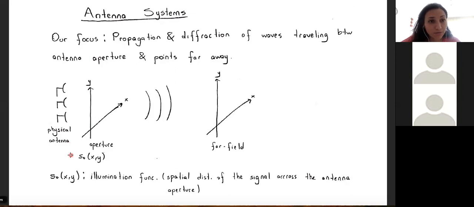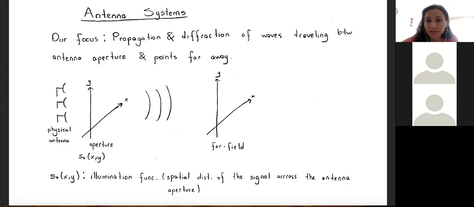And the wave field distribution in the aperture plane, we call that function S0(x,y). We're going to call this function the illumination function. The illumination function is basically the spatial distribution of the wave just across the physical antenna, or the antenna aperture. And we want to understand how S0(x,y) changes in the far field. So what will be the effect of S0(x,y) in the far field? We want to understand that.